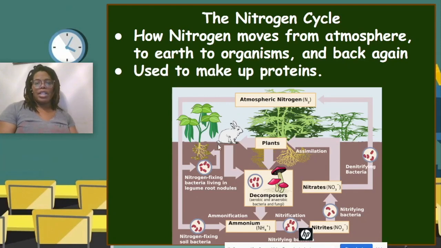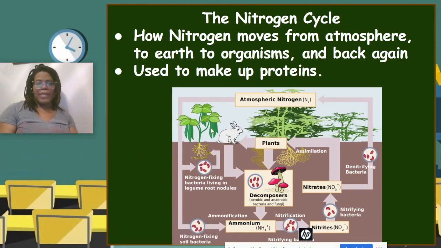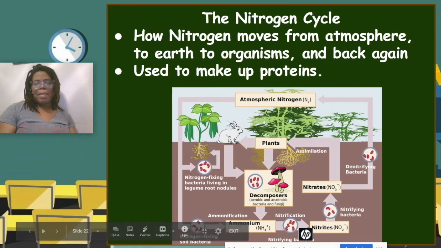All right. So this is a picture of the nitrogen cycle. You can see lots of different organisms in it. We've got some plants or producers. We've got some rabbits, mushrooms, decomposers, and bacteria. So let's learn about the nitrogen cycle.